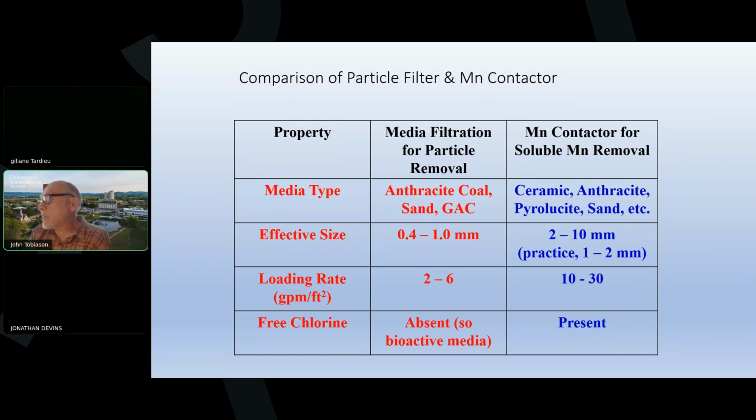Effective size of the particle filter is 0.4 to 1 millimeter, whereas we can go 2 to 10 millimeters. We can go very high. In practice, they've been 1 to 2 millimeters. Loading rates for filtration are typically 2 to 6 gallons per minute per square foot, but we've operated contactors at 10, 20, 30 gallons per minute per square foot, and it works great. And free chlorine is present across a contactor, where it's not for a media filter that doesn't have it. If we don't have free chlorine, then it's a bioactive filter, or can be, and it's a good process.